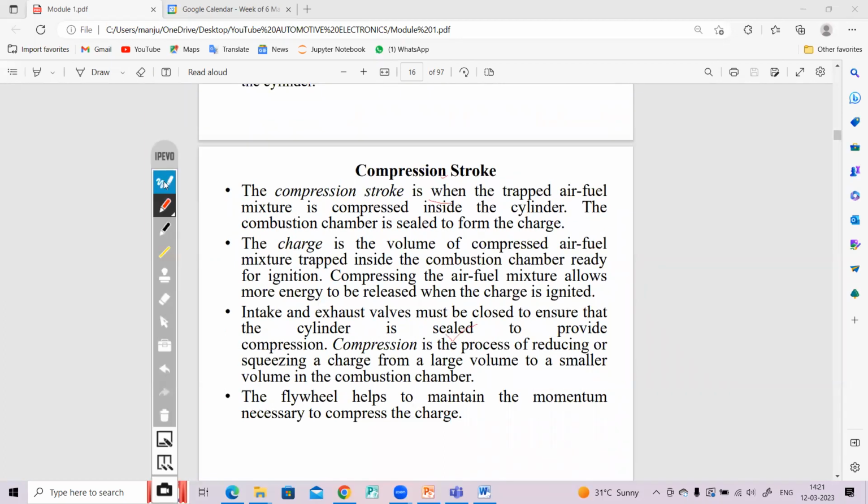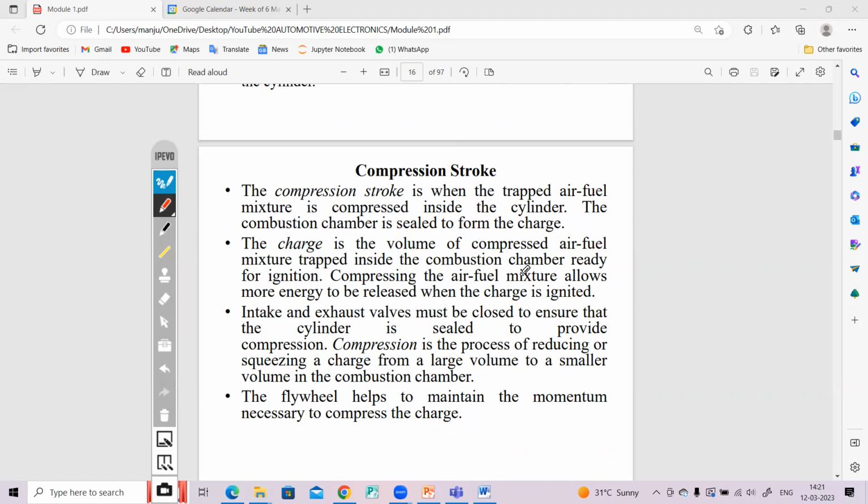If you go with the compression stroke, when the air-fuel mixture has been trapped inside the cylinder, the combustion chamber is sealed with the full charge, and the charge is compressed and trapped inside, ready for ignition to make the spark to produce some heat.